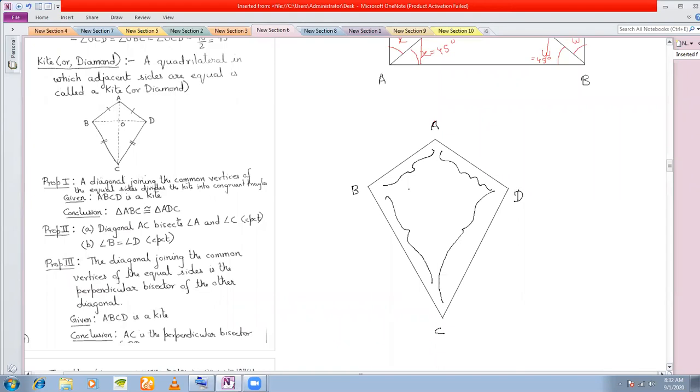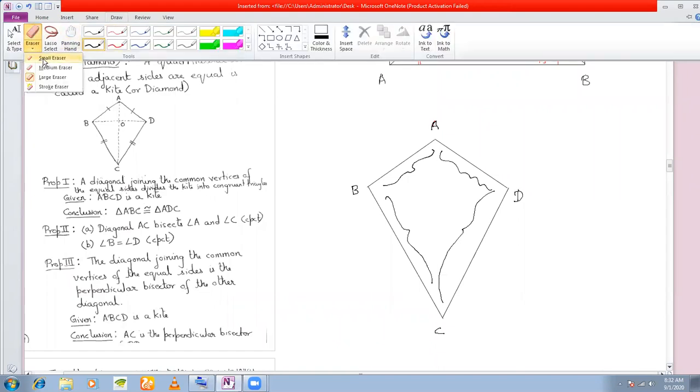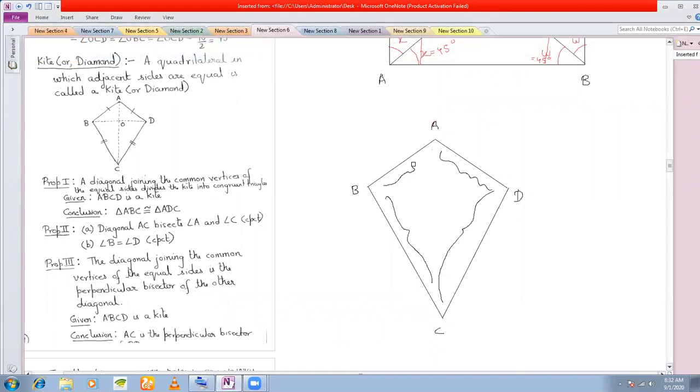But when I'm talking about adjacent, it is AB and AD. When I talk about adjacent sides, what does adjacent mean in English? Neighbors, side by side.